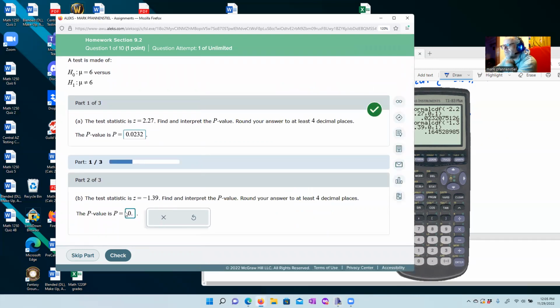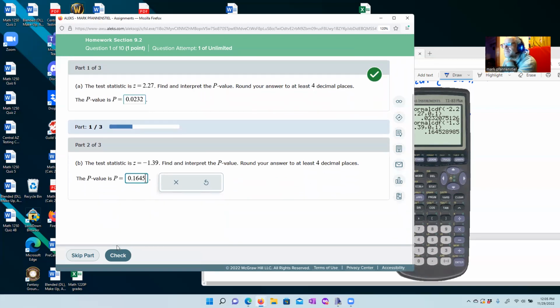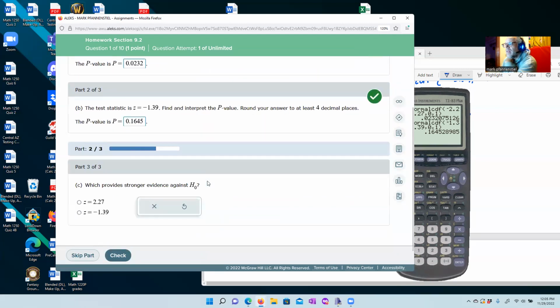Okay, so 0.1645. Okay, so that would be a do not reject. If we have to know that, we don't know what alpha is, so they're just asking us to calculate probability values right now, just p-values. Okay, which provides the stronger evidence against H0.